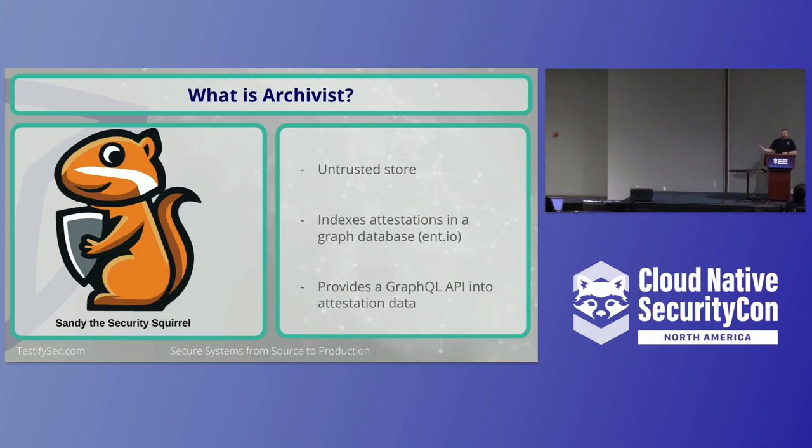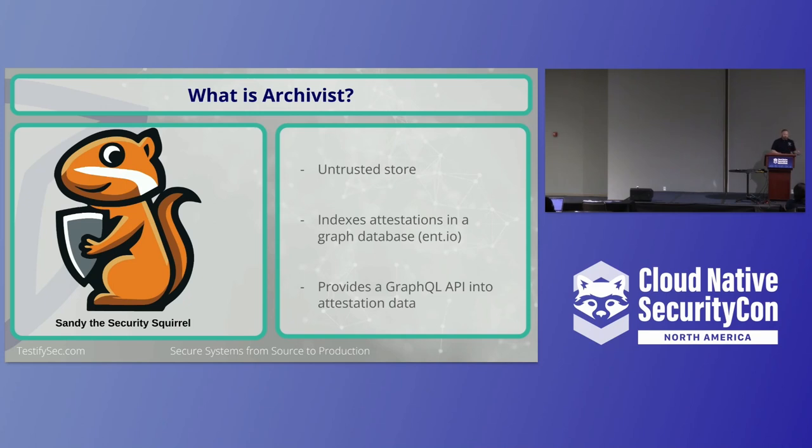So the other part of this equation is archivists, right? You have these attestations, you need somewhere to store them. Mikhail spoke about archivists earlier today at length, so I'm not going to go into detail, but in general, it's an untrusted store. What do I mean by untrusted? Well, I mean that all the data in archivist is individually signed. So even if the database is completely 100% compromised, if you don't trust the certificate authority on that piece of data, you as a client are not required to trust it, right?